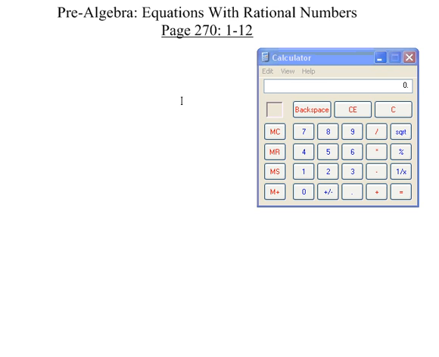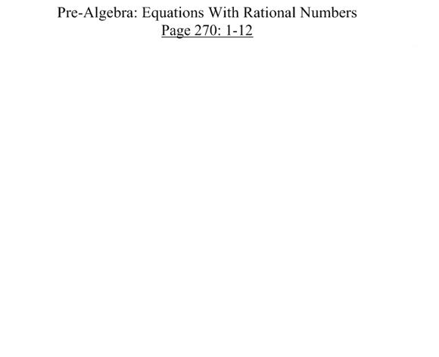In this section, we're looking at solving equations that contain rational numbers. Rational numbers just include fractions and decimals. You have a little bit of both right here. So let's start off on Wednesday's assignment, which will be page 270, 1 through 12.